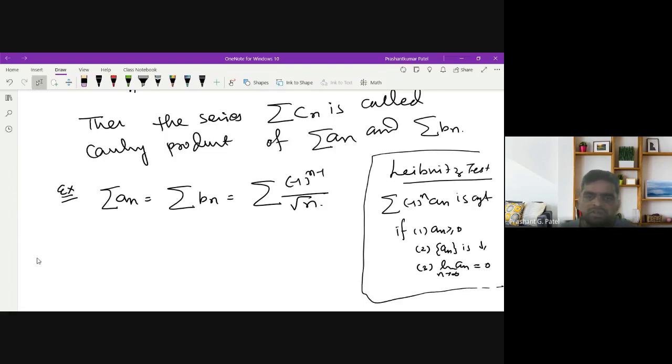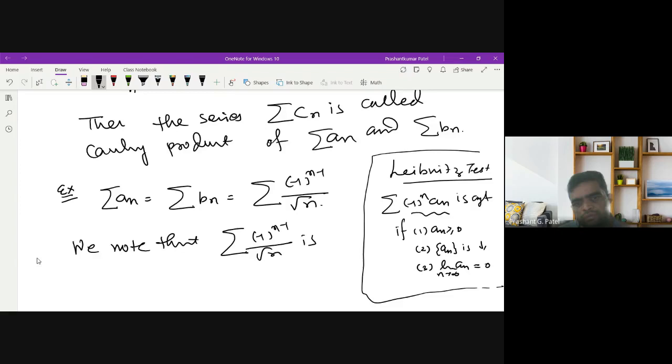And using this Leibniz test, this summation of minus 1 raised to n minus 1 upon root n is convergent. Because what is An here? Here the term is minus 1 raised to n minus 1 upon root n, but according to this notation, the An is 1 upon root n, which is positive. 1 upon root n is a decreasing sequence, and the limit of 1 upon root n as n tends to infinity is 0. So we note that the summation of minus 1 raised to n minus 1 upon root n is convergent. So that means summation of an is convergent and summation of bn is convergent. Now let us look at the Cauchy product of these two. That means, what is the Cn?